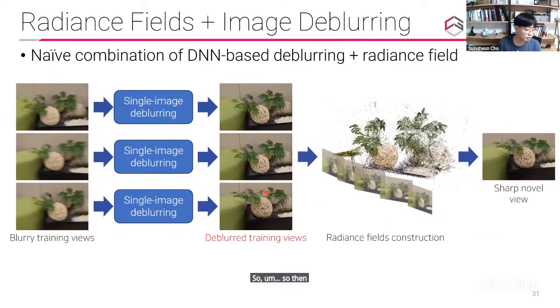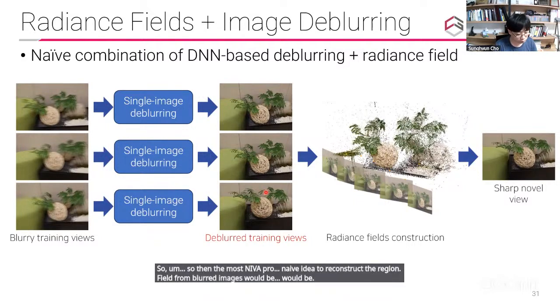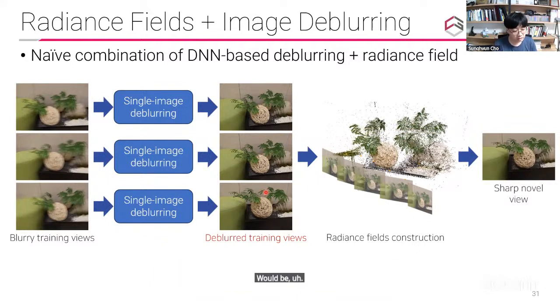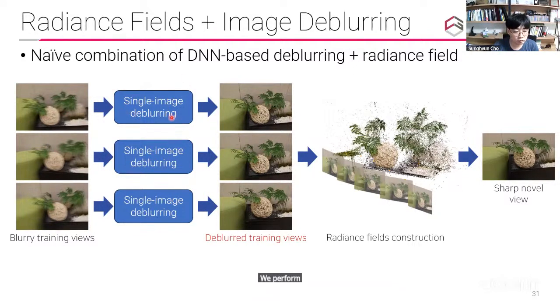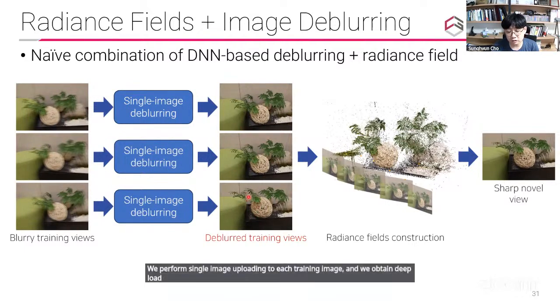So the most naive idea to reconstruct the radiance field from blurred images would be a naive combination of DNN-based image deblurring and radiance field reconstruction. Specifically, we may construct a pipeline like this. We have blurry training views, and we perform single image deblurring on each training image, and we obtain deblurred training views like this. Then we use these deblurred results to reconstruct the radiance field, and then we can render sharp novel views.